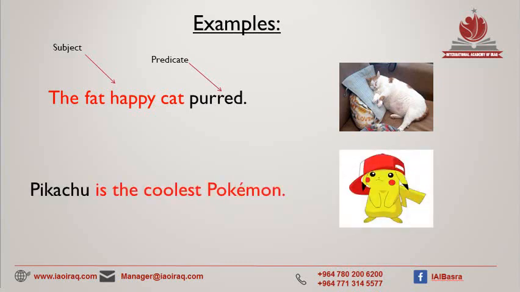The next sentence is Pikachu is the coolest Pokemon. So who are we talking about? We're talking about Pikachu. Just Pikachu. The subject tells us what our sentence is about. Okay, so our sentence is about Pikachu. Now the predicate is the coolest Pokemon. It's adding on, it's telling us about the subject. So who are we talking about? Pikachu. What are we saying about Pikachu? He is the coolest Pokemon. So that's the predicate. Fantastic, guys.